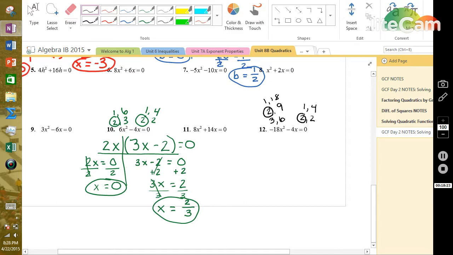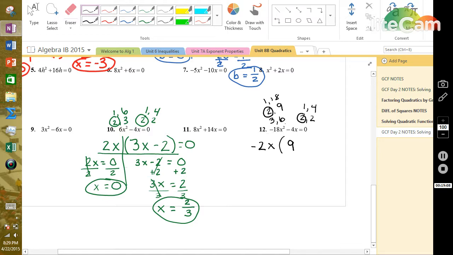What makes this problem a tiny bit different is each of the coefficients is negative. I have a negative 18 minus 4. So I can pull a negative 2 out of each term. Now I have an x squared and an x, so I can only pull one x out. Now we see what's left over. Negative 2 times what gives us negative 18? The answer is 9. Negative 2 times 9 will give me my negative 18 back.